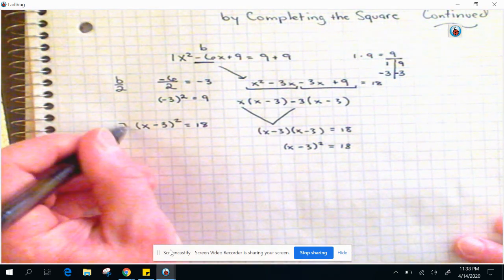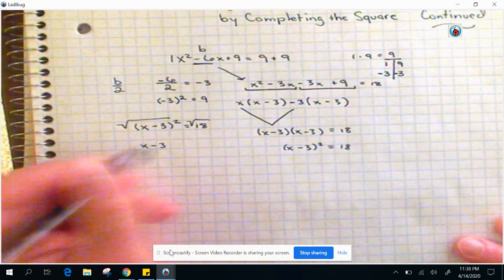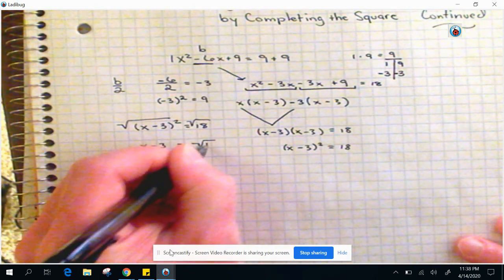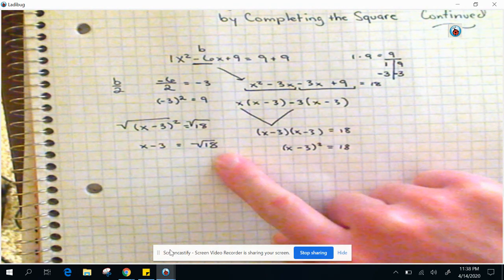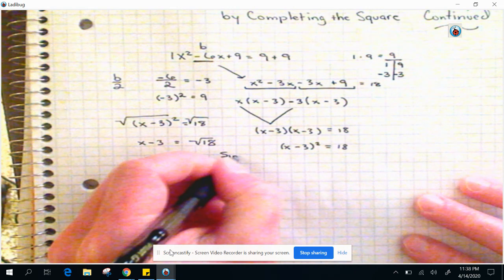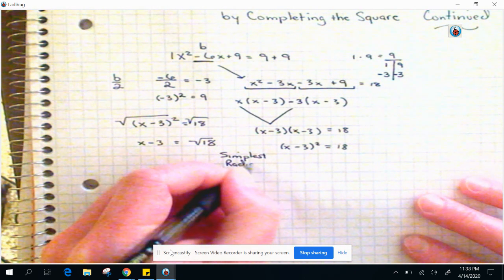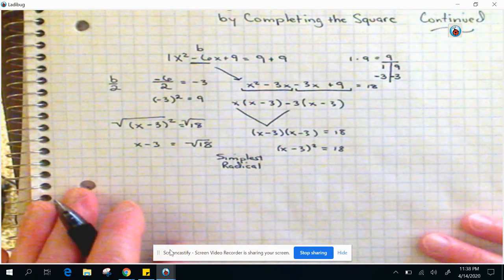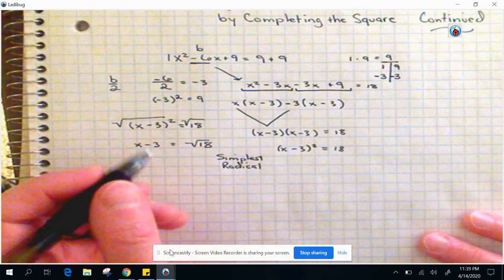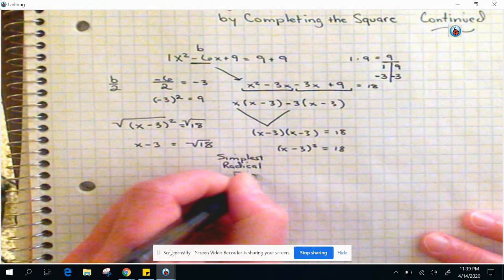So we take the square root of both sides. That leaves us with x minus 3 equals the square root of 18. Now, there was some confusion here. Originally, I said to get this in simplest radical form, we want to divide by perfect squares. Well, the problem with that is some of you may not remember what perfect squares are. And that's why we wrote them down.